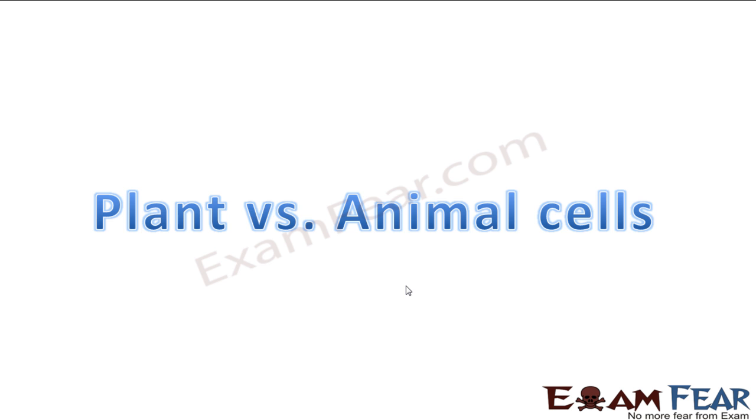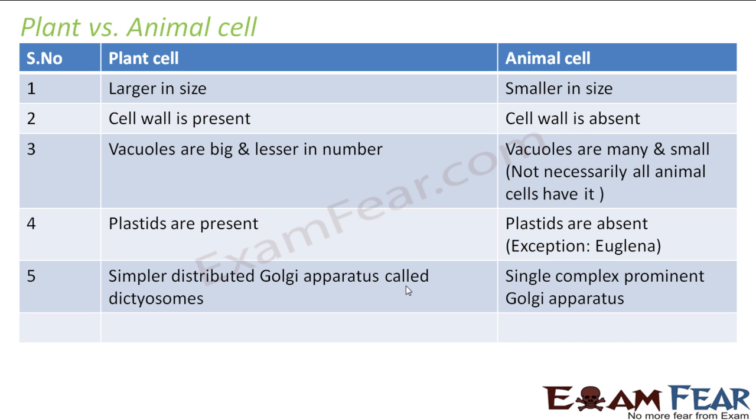So knowing all this, let us have a quick comparison between a plant cell and an animal cell. A plant cell is generally larger in size. Animal cell is comparatively smaller in size. In a plant cell, cell wall is present. In an animal cell, cell wall is absent. Quite obvious, right? As I mentioned before also. Vacuoles in plant cells are big and lesser in number, whereas in animal cells, vacuoles are many and small. Another important thing to note here is that not necessarily all animal cells have a vacuole. It is not necessary that every animal cell will have a vacuole.